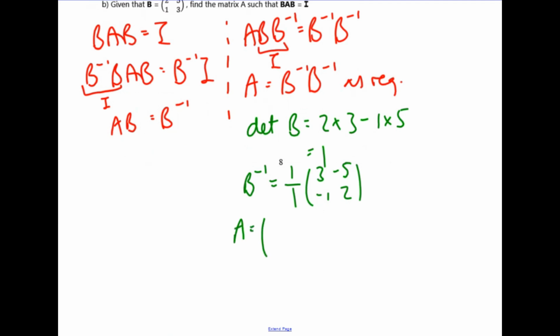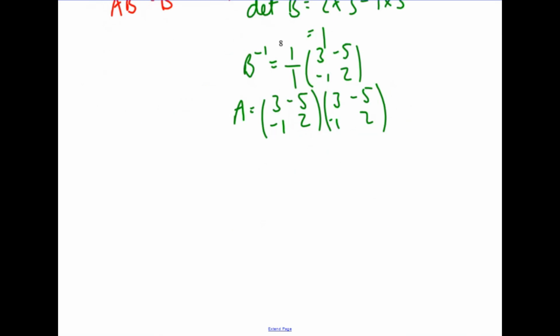A then is this multiplied together by itself. So we'll do B inverse times B inverse. Got rid of the 1 over 1 because that's just 1. And then do this multiplication. You could do it in your calculator, but I'm going to do it by hand to practice. So first row times first column gives you 9 plus 5 gives you 14. First row times second column gives you minus 15 minus 10 is minus 25. Second row times first column, minus 3 minus 2 gives you minus 5. And second row times second column gives us 5 plus 4 gives us 9.